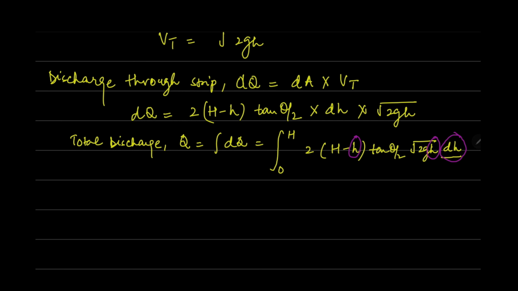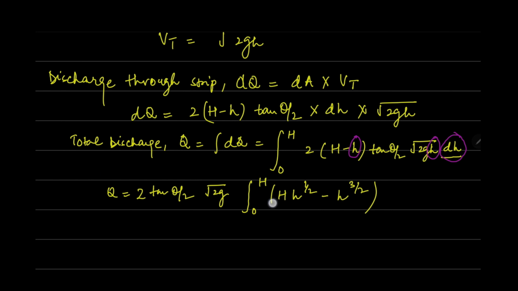So just rearranging this, we can write that q is equal to, tan theta by 2 is a constant, we are taking it outside, this is 2 tan theta by 2, and also under root 2g is also a constant, and the rest we can write as integration from 0 to H of (H times h raised to the power 1 by 2 minus h raised to the power 3 by 2), and then integration with respect to dh.